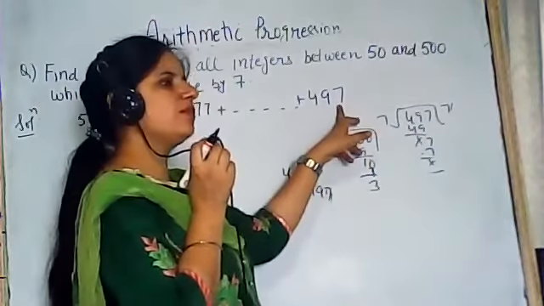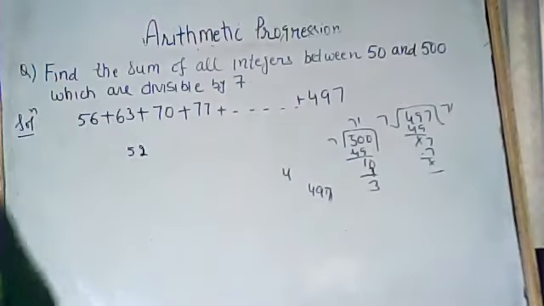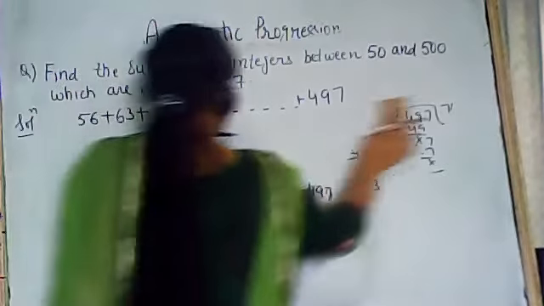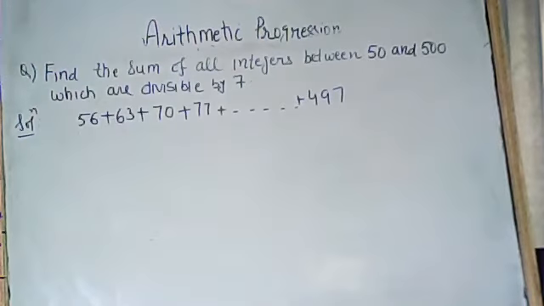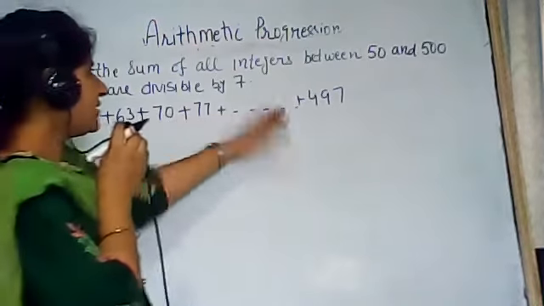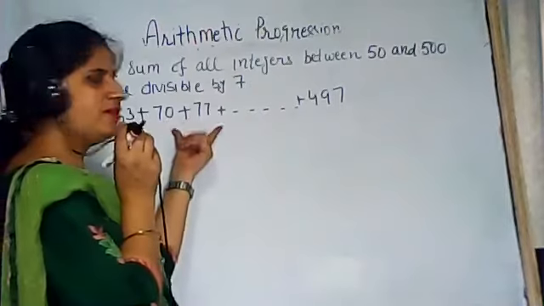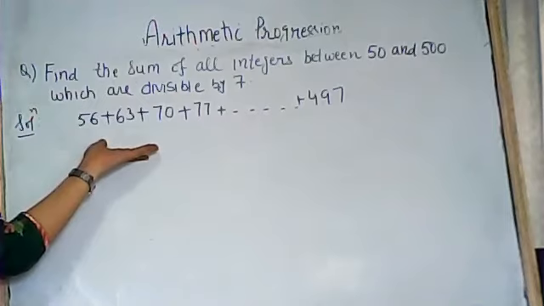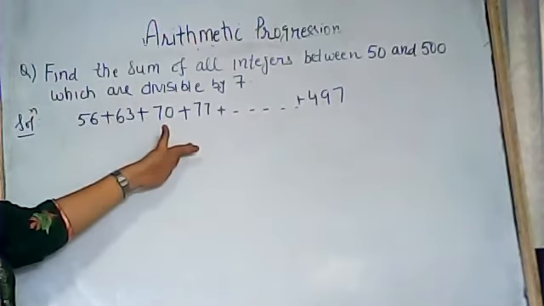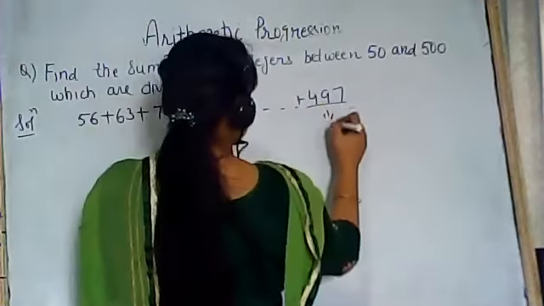497 is the last number which is properly divisible by 7. It means according to the given condition, we shall get this series. This is a series which satisfies the given condition, that is, those numbers between 50 and 500 which are divisible by 7. Now we can easily calculate the sum of this series because we have already simplified the example. In this case, the last term is given.